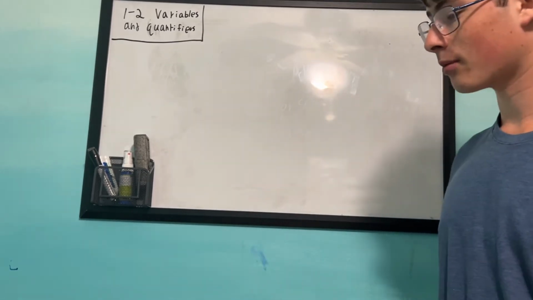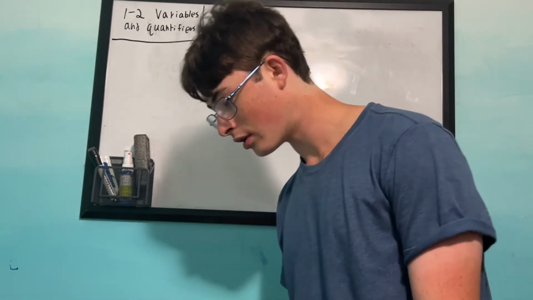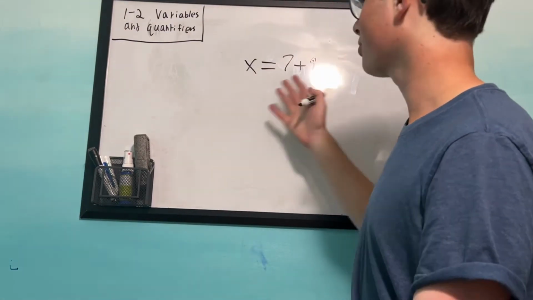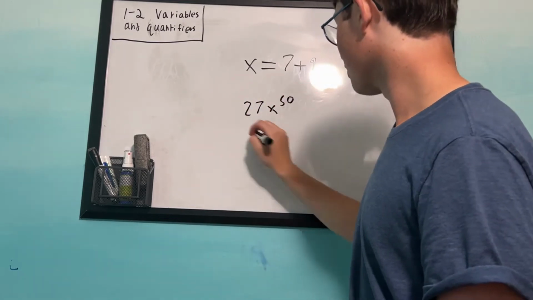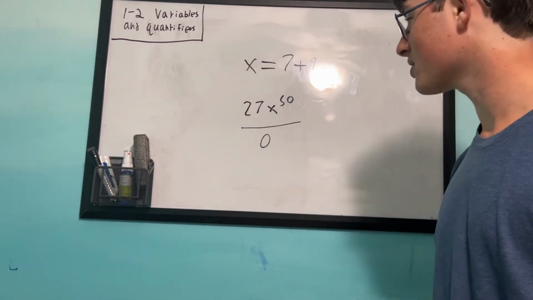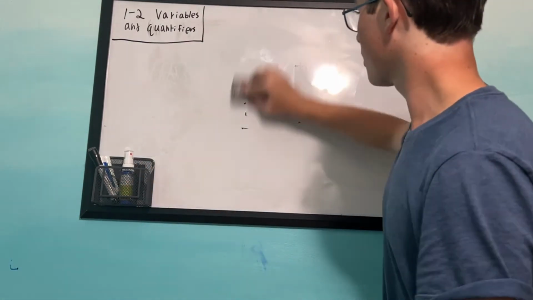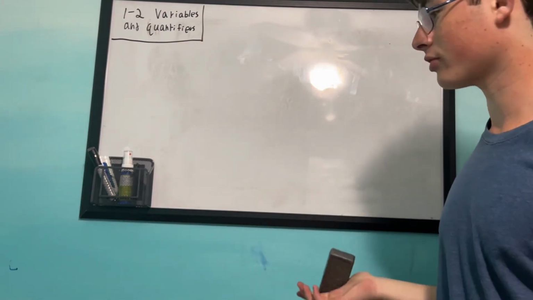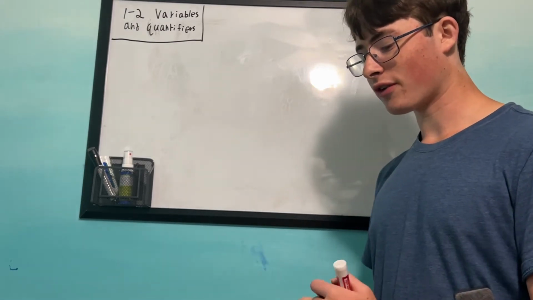A statement in math, well really an open statement in math, is just any equation. You have x equals 7 plus 9, that's an open statement. 27x to the 50 over 0, even though it's undefined, it's still an open statement. You haven't actually done any math with it. But if you want to define whether those statements are true or false, they actually carry meaning, but you have to quantify the statement in some way.